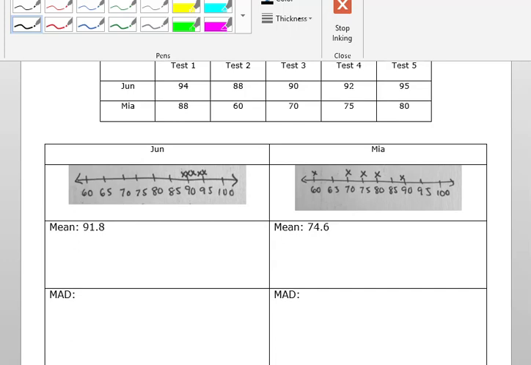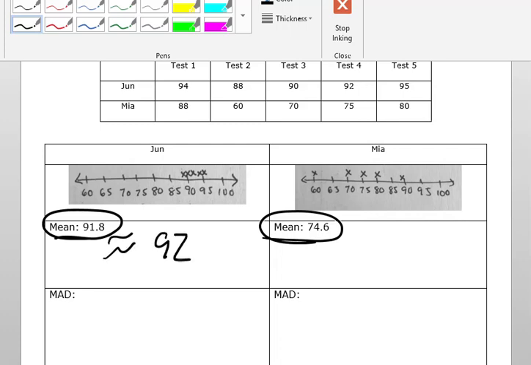And so when I'm looking here, I've been given the mean, so I don't have to calculate the mean. We know how to calculate mean. But what we do need to calculate is the mean absolute deviation. Okay, so I'm going to look at June first. All right, and his is 91.8. And you know what? I'm going to set it equal to 92. Okay, so it's about 92. Just because I don't feel like dealing with a bunch of decimals right this second.